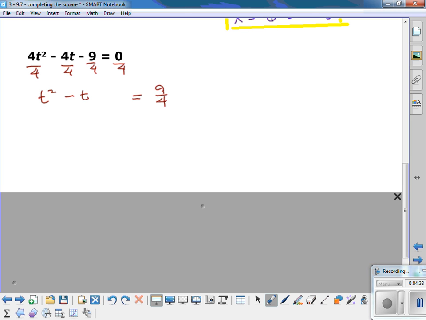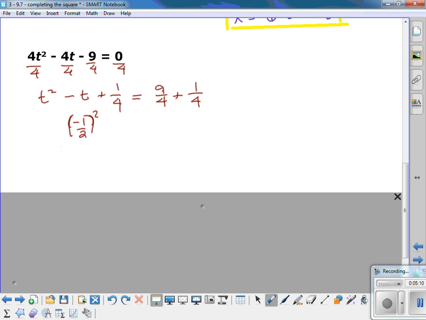Okay, so in front of my t is, we assume, a negative 1, right? And so if I cut that in half, what is it? Negative 1 over 2, right? And I'm going to square that, and it becomes a positive 1/4. So that's what I'm adding to both sides, 1/4. So this will work even if you have fractions, even though I know you don't like them.